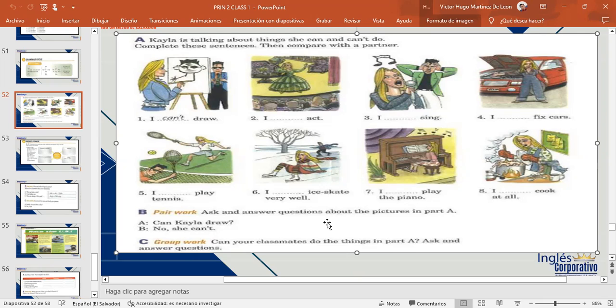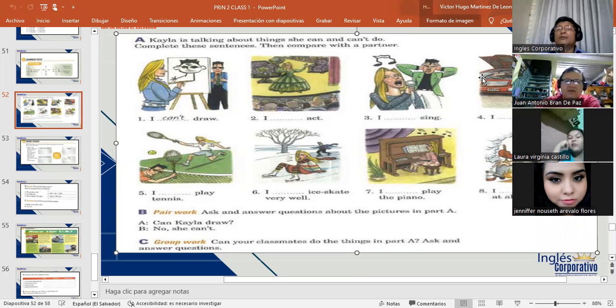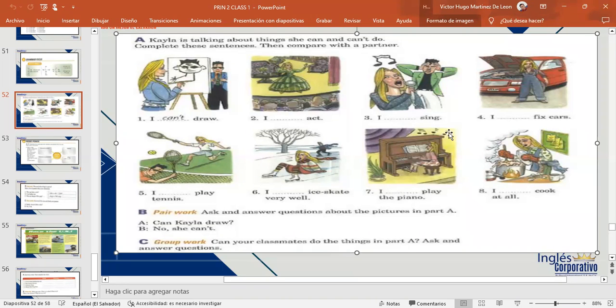Vamos a practicar el can y el can't. Okay. When we finish, we're gonna work on the next activity. You're going to ask, can your classmate do the things in part A? Ask and answer questions, okay? Like here, I have Laura, and I ask Laura, okay, can you draw, Laura? Draw es dibujar. I can draw. You can? Okay. Entonces ahí vamos a descubrir. I can't. Okay, muy bien.